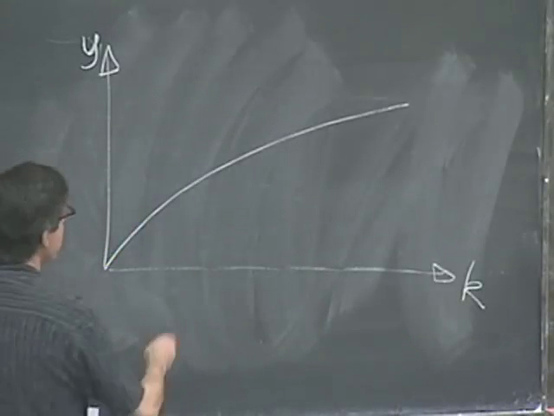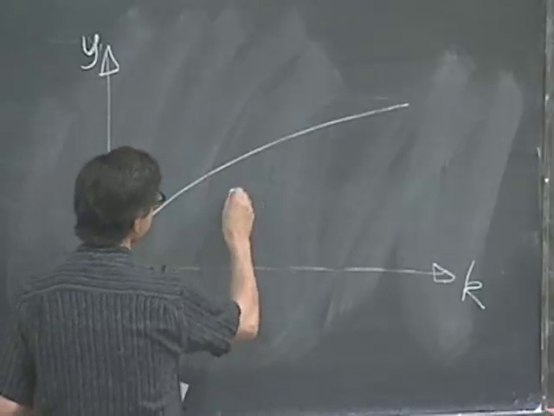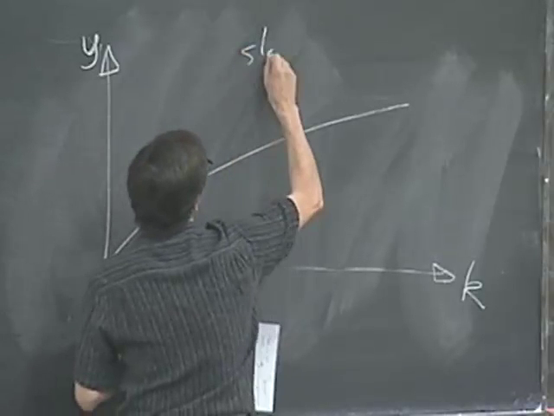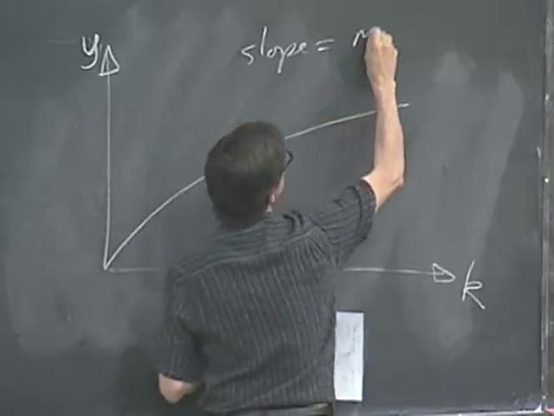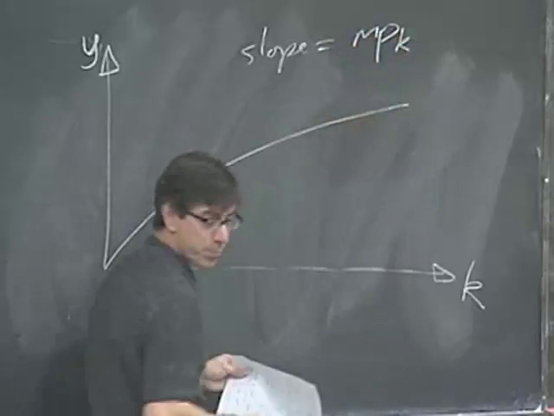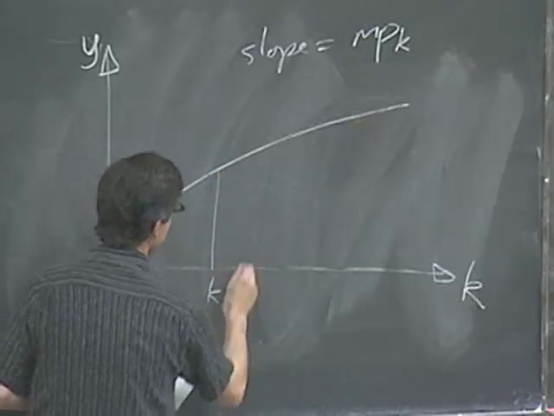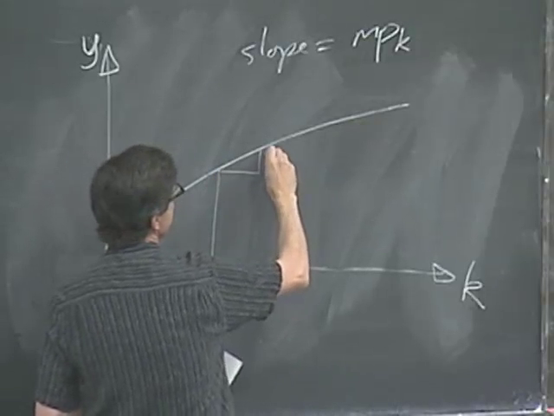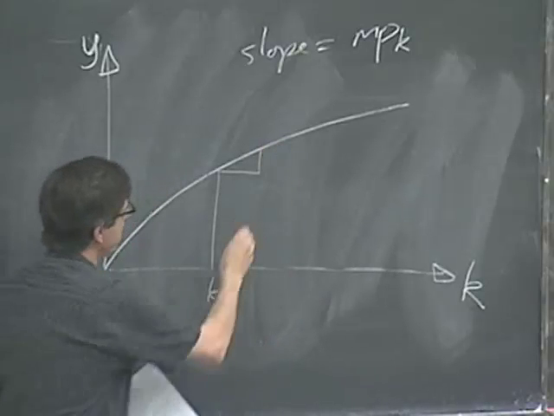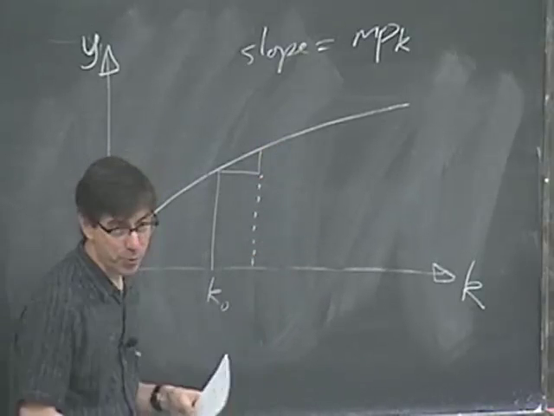And so what happens is that the slope of this curve equals the marginal product of capital. So the slope at any initial capital stock is the change in output that comes from adding an additional unit of capital.